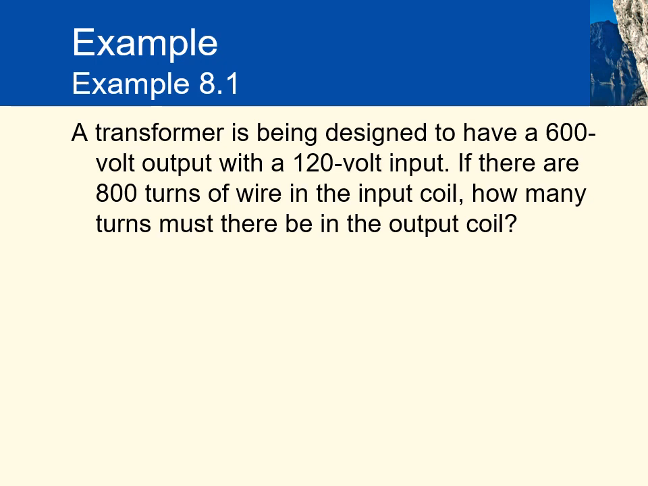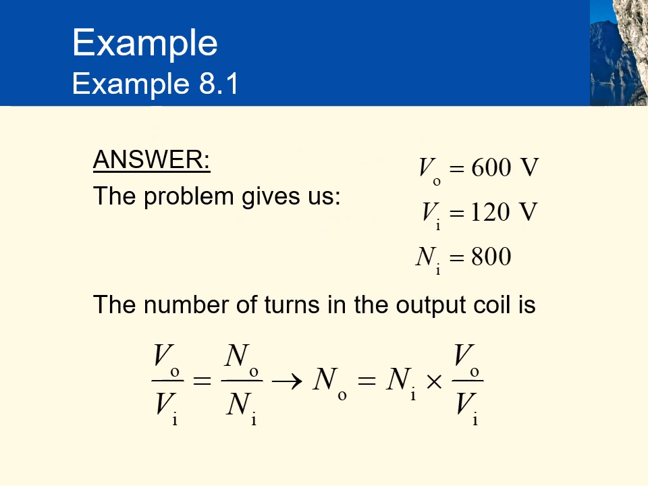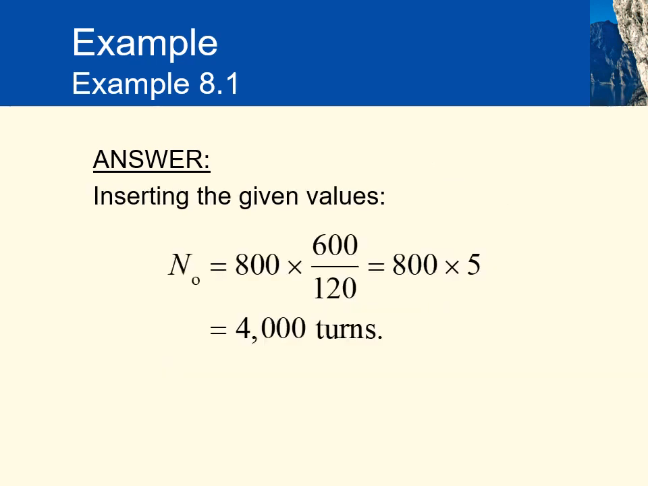So if we want to move from low to high, we have to increase the number of turns. Look at the answer here. This is, as we mentioned, V out 600 and V in, the voltage, 120. This is the number of turns in the input coil, 800. We just use the equation directly and we can find the number of turns in the output coil. So the number of turns will be 4,000 since it's a step-up transformer.